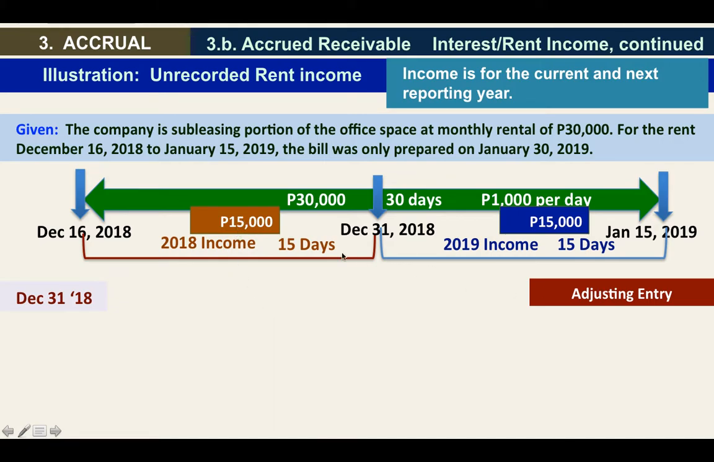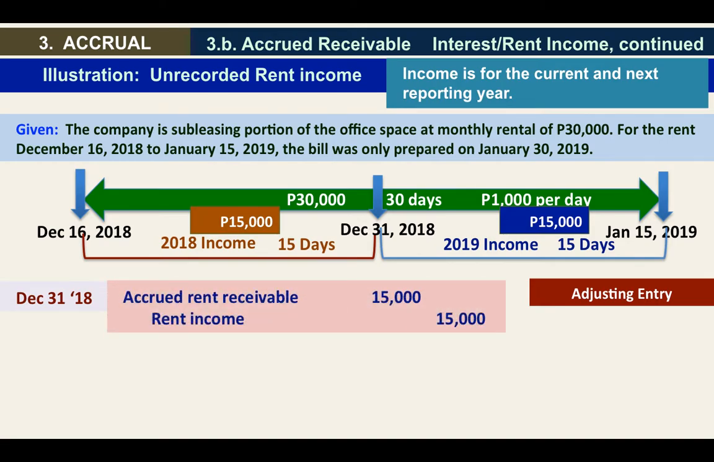So here, inasmuch as you know already your income as of December 31st for 2018, you earned income as of December 31st, you have to debit accrued rent receivable of 15,000 and credit rent income 15,000.